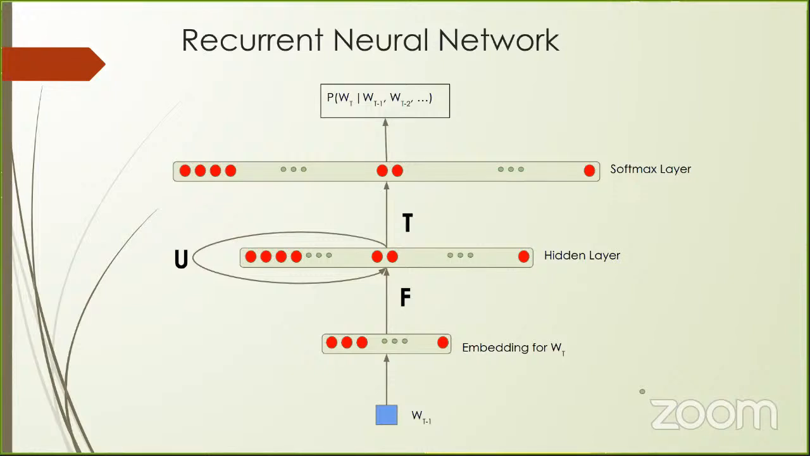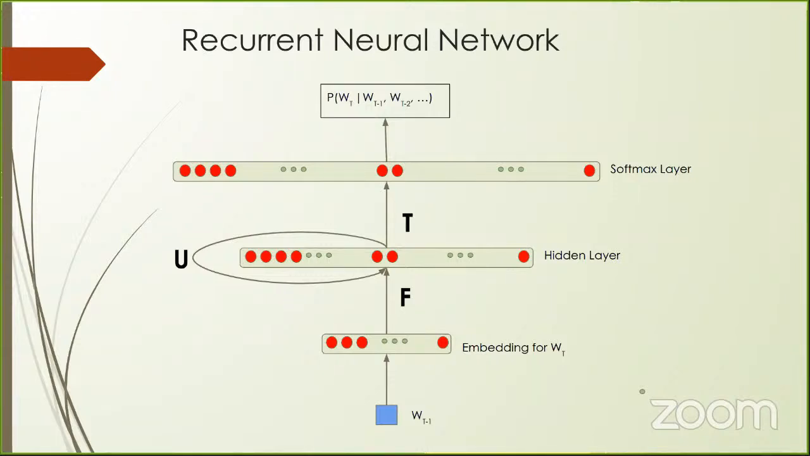And what a recurrent neural network does is it tries to form a partial representation of the sentence using the words which it already knows. So basically at timestamp t, your output will be based on words 0 to t minus 1.